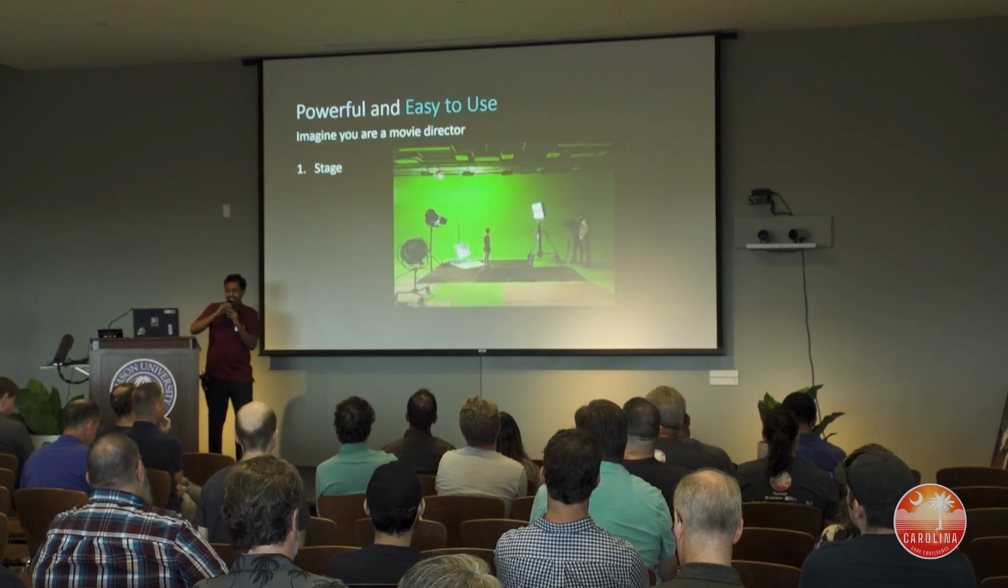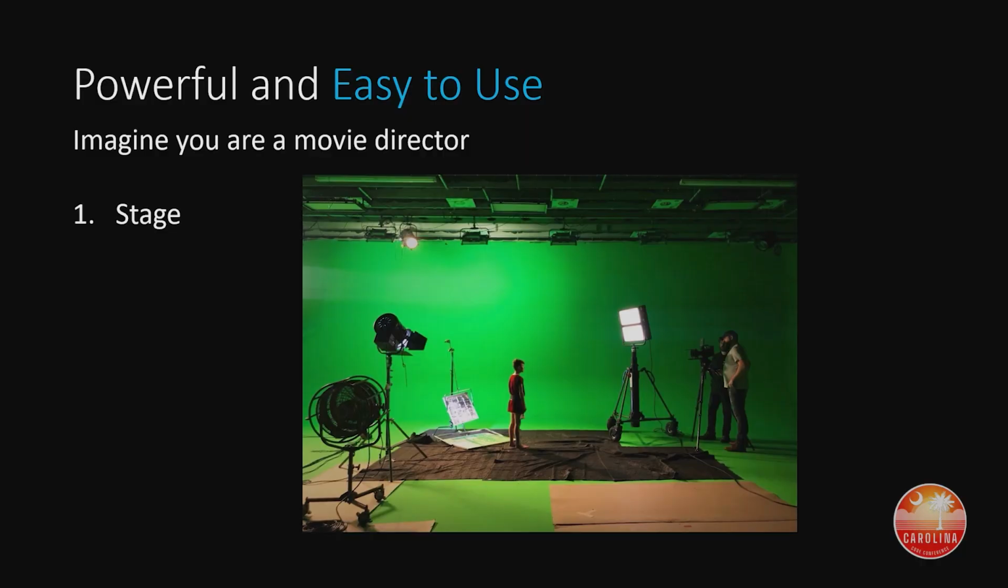Three.js is very easy to use. You just have to imagine you're a movie director. So what does a movie director need? A movie director needs a stage. They need a camera. They need a screen to see what they recorded. And lastly, they need an actor. Three.js basically works the same way.